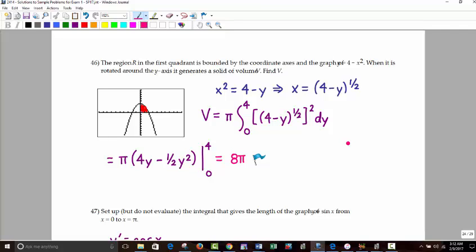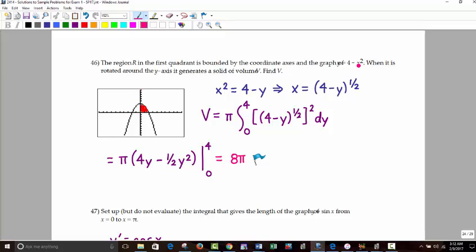Technically, everything we're finding is some sort of solid. I should say whether it's a disk method or a washer method, meaning will that solid have a hole in it or a gap in it. But this one's a solid by disk method, so we don't have to subtract. So if x squared equals 4 minus y, we take x equals 4 minus y to the 1/2. And vertically, we're going from 0 to 4.